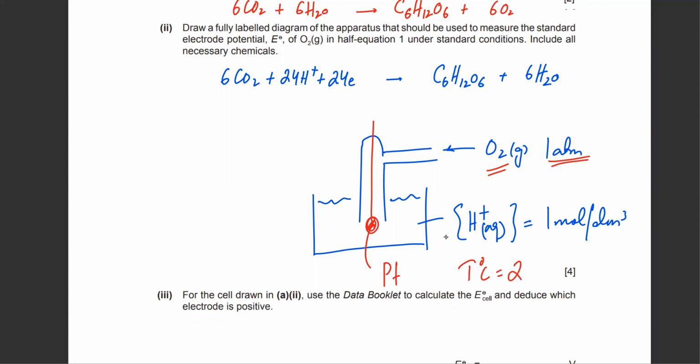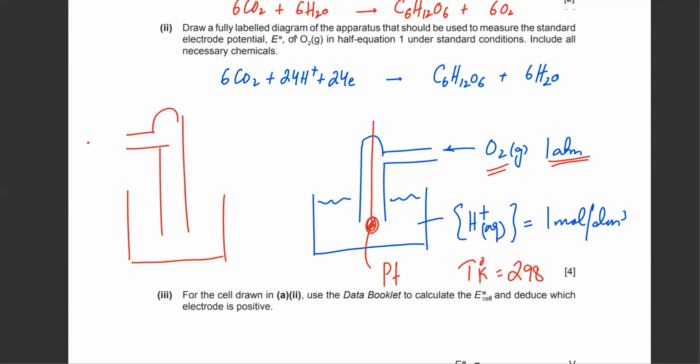But the whole thing, what do you measure it against? Oh, the standard hydrogen electrode. You measure it against a standard hydrogen electrode. He didn't tell us, but he said you have to measure the whole electrode potential. So it's going to be measured against the standard hydrogen electrode. You're going to draw that, and it's going to be a gas jar as well. It is going to be H2 gas, and you're going to label it.